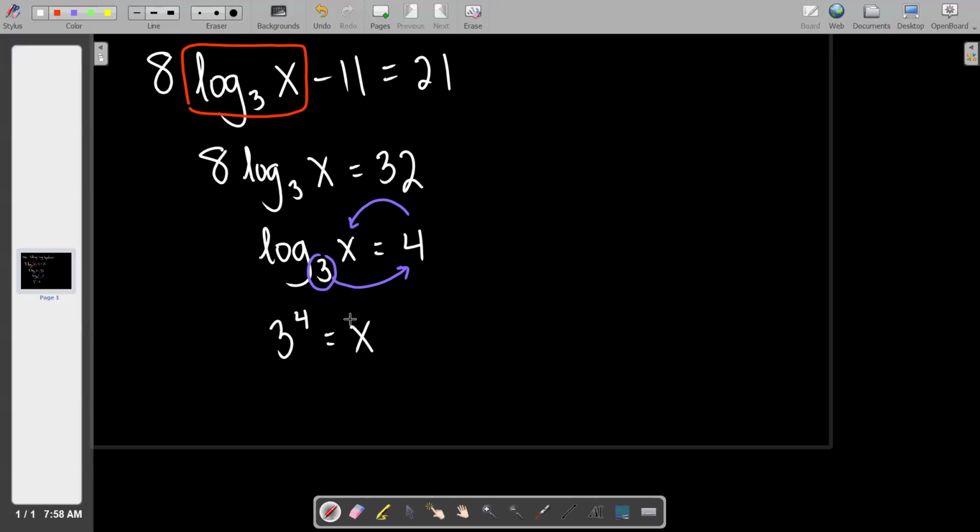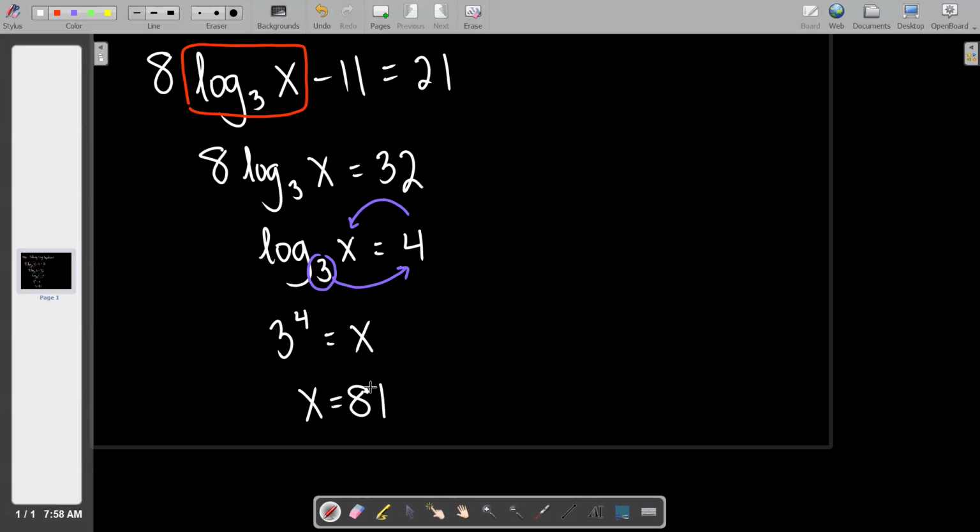You see that the algebra is done, right? The x is by itself, so the equation has been solved. The only thing left is to simplify now. What's 3 to the 4th power? 81 is correct. So for this log equation, x equals 81.